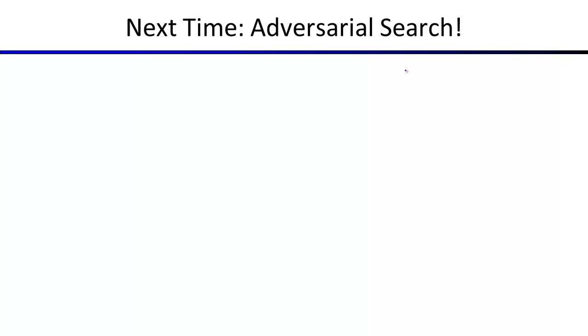Okay. Any questions on any of that? And what we're going to do is end here, and next time we're going to talk about adversarial search, which is how you select actions when there are agents in the environment that are trying to make you lose.